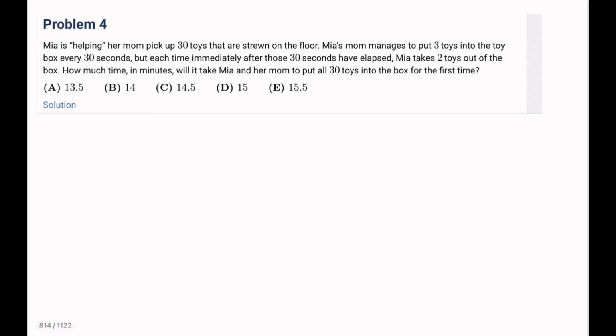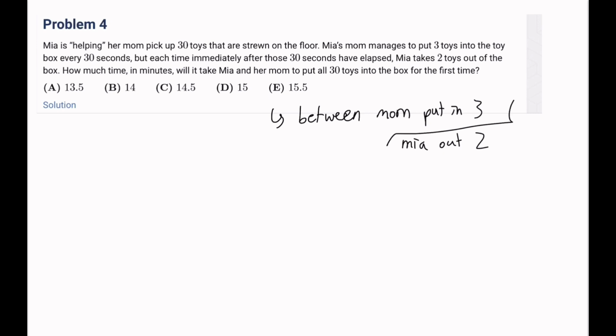Number 4, Mia is helping her mom pick up 30 toys that are strewn on the floor. Mia's mom manages to put 3 toys into the toy box every 30 seconds, but each time immediately after those 30 seconds have elapsed, Mia takes 2 toys out of the box. How much time in minutes will it take Mia and her mom to put all 30 toys into the box for the first time? So this is right between the mom putting in 3 and Mia taking out 2, right?